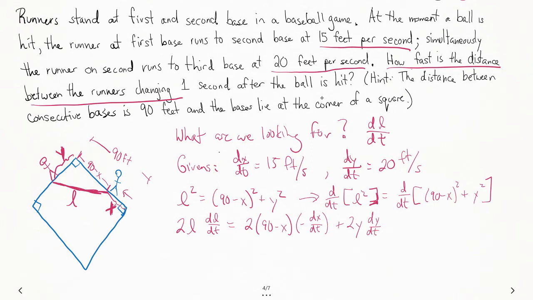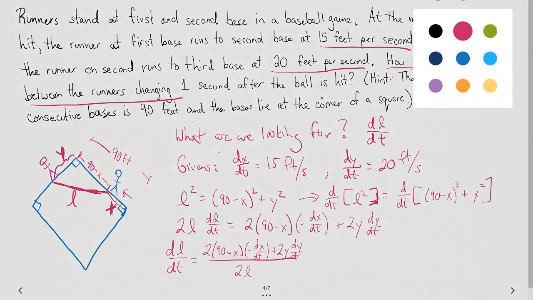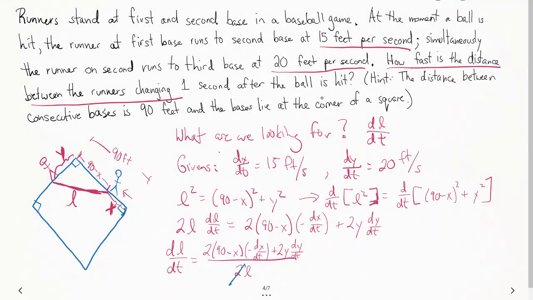So if we want dl/dt, all we need to do is divide everything by 2L, right? So we get 2(90 minus x)(negative dx/dt) plus 2y(dy/dt), all over 2L. And you might notice at this point that all those have a 2 in them, so we can cross off the 2's. The 2's aren't necessary anymore. So now what we need to figure out is what's x, what's y, and what's L.